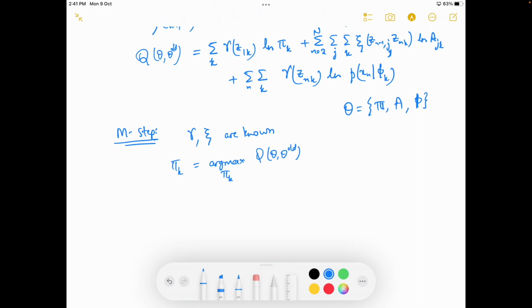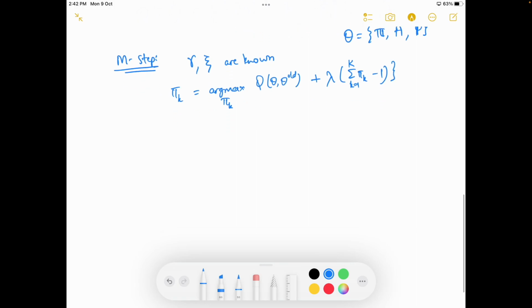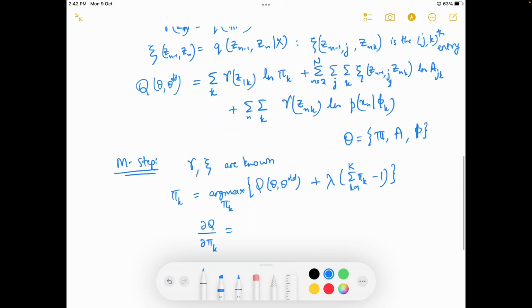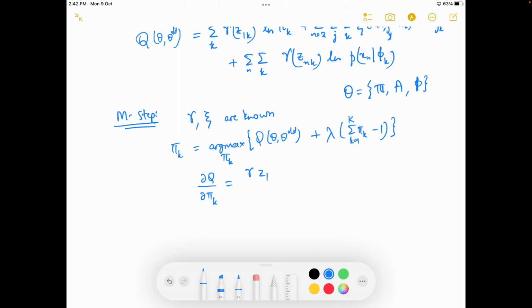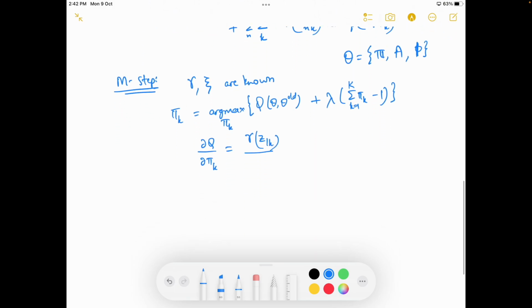So you know the constraint that pi sums to 1. Should you not add a Lagrange multiplier? Right? So we add a Lagrange multiplier saying that lambda times summation over pi k over all k, k equal to 1 to capital K, minus 1, is equal to 0. Whenever our values are constrained in some way, we add that constraint using a Lagrange multiplier. So now you can differentiate. What is now the derivative of Q with respect to pi k? This is equal to gamma z1k divided by pi k plus lambda times 1, which is equal to 0, right?